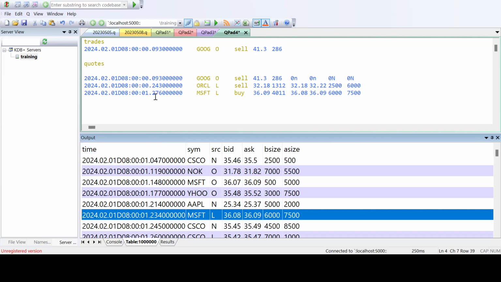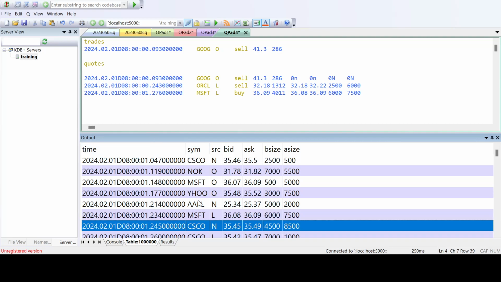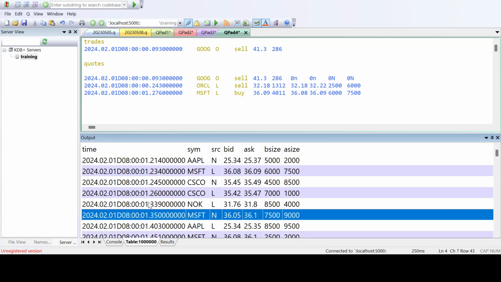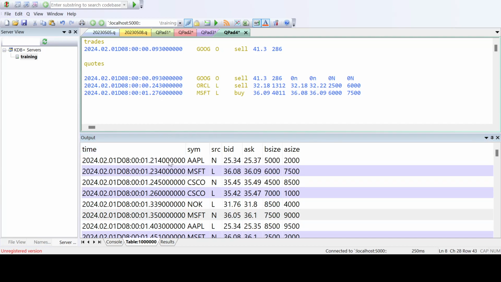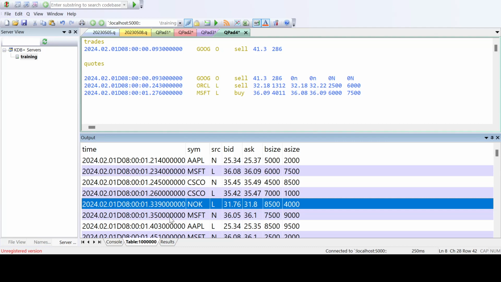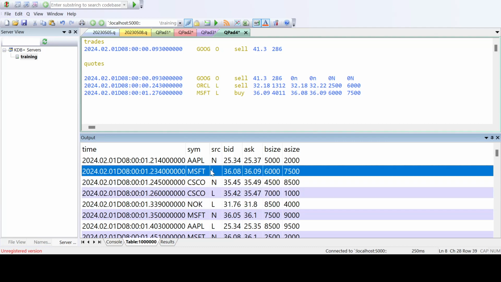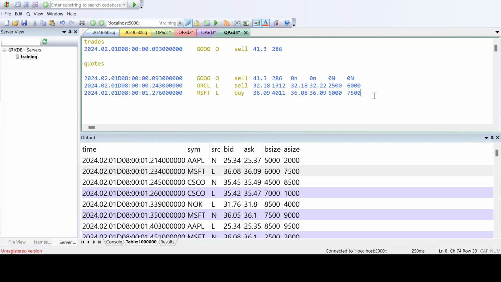1.234, again before 1.276. So now we are approaching. 1.35: now it took place after this trade, so this quote is not valid. So we will take the last valid one, that is 1.234. Just check: this is the price and this is the size, and these are from the quotes table. So 36.08, 36.09, 6,000, 7,500. So this has come in the join.